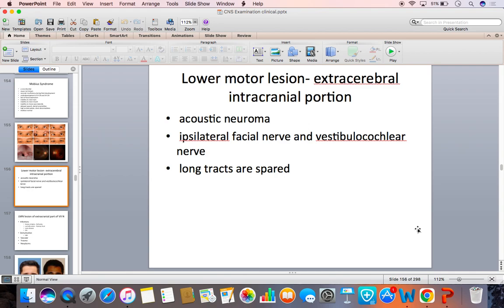Well, lesions in the extracerebral but intracranial portion of the facial nerve. This is the lesion between the pontomedullary junction, from where the facial nerve exits, to the point of the internal acoustic meatus, where the facial nerve takes its course in the temporal bone.